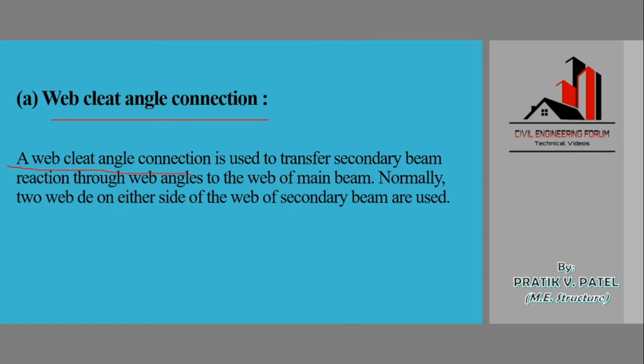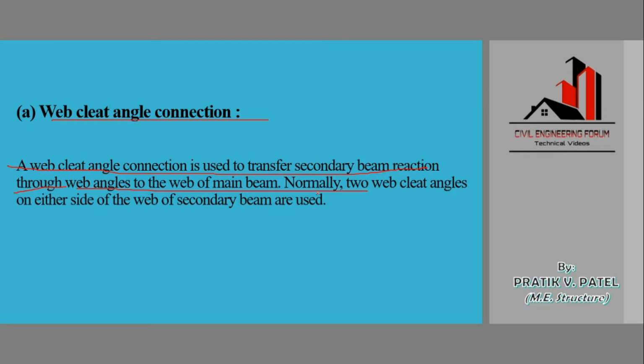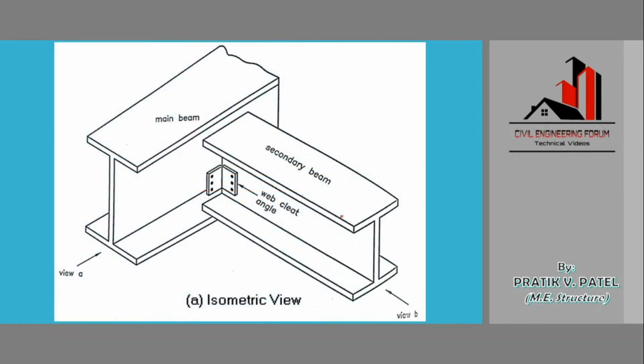A web cleat angle connection is used to transfer secondary beam reaction through the web angles to the web of the main beam. Normally two web cleat angles on either side of the web of the secondary beam are used. So we'll understand this better from the figure. These two beams may be connected at the same level or at a different level of the beam. But if these are connected at the same level, then the flanges may be slightly notched if required. A clearance of about 2 to 5 mm is kept between the webs for sufficient end distance.